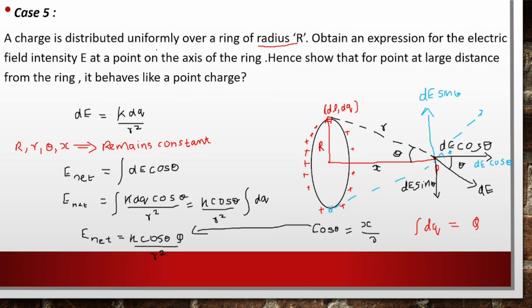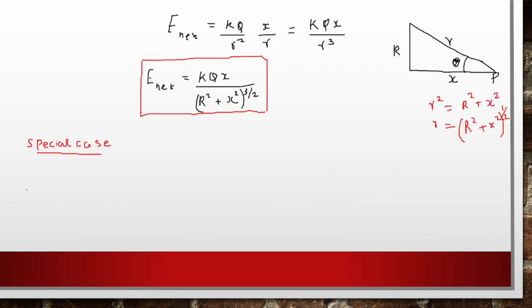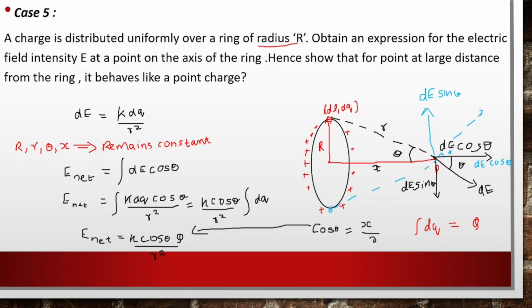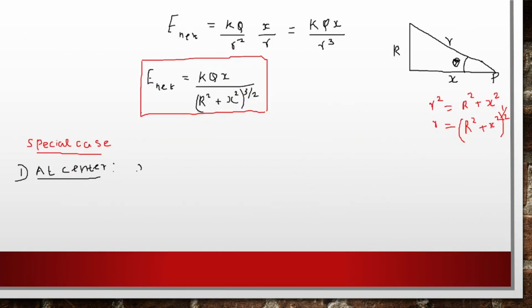Now we have found the E net at a point P on the axis of the charged ring. But what will be the electric field at the center of this ring? So at center, this x will be 0. So x is equal to 0. So when x is equal to 0, what will be the E net? E net will be 0. E net is equal to 0. Okay.